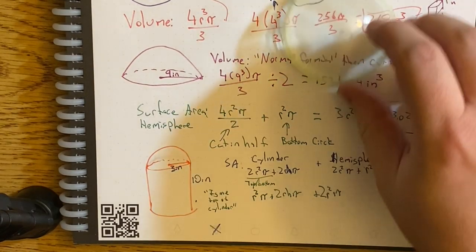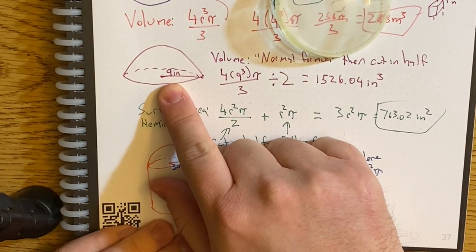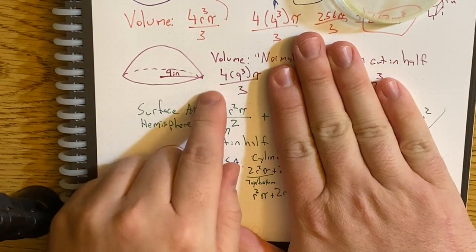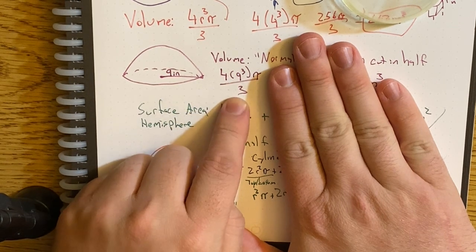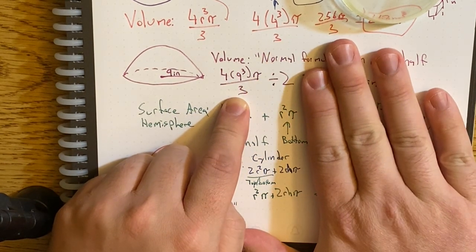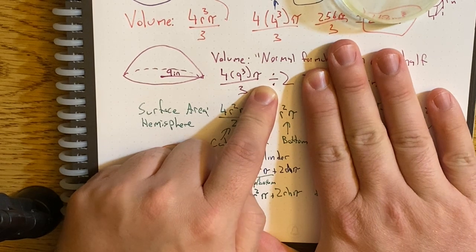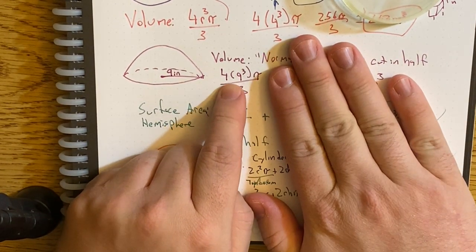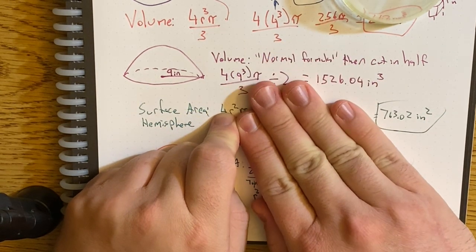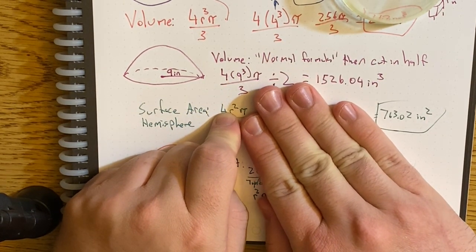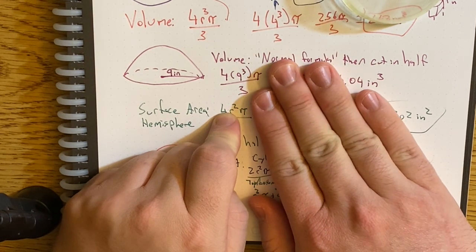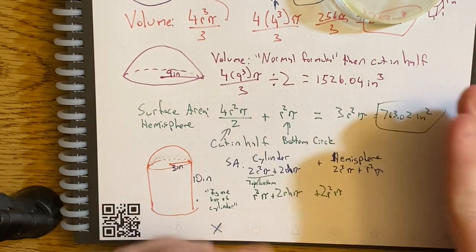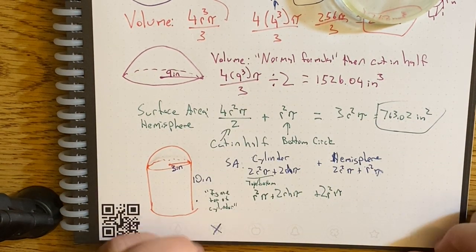cut it in half. So if we have a hemisphere with a 9-inch radius, you're just going to use the normal formula, 4 times 9 cubed pi divided by 3. Then we're going to divide that by 2. I would do that in 2 steps, obviously. I would do this first, 4 times 9 cubed pi divided by 3, and you'd get 3052.08. Then in the calculator, you'd cut that in half and get 1526.04 inches cubed, because it's volume.